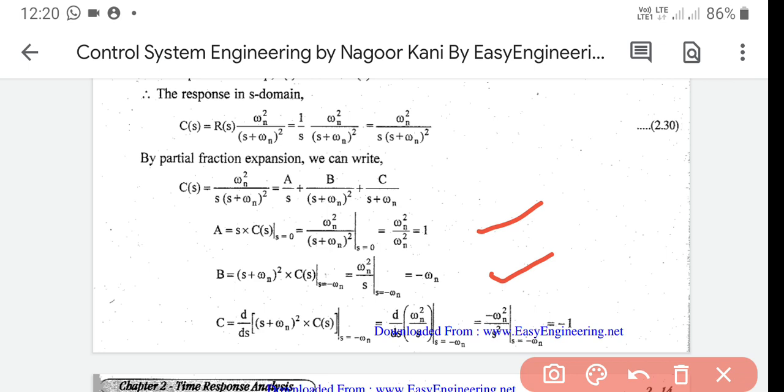Now by substituting s equal to minus omega n, after substituting C(s) here, you will have the equation as omega n square by s. So omega n square by s at s equal to minus omega n, finally you obtain minus omega n.